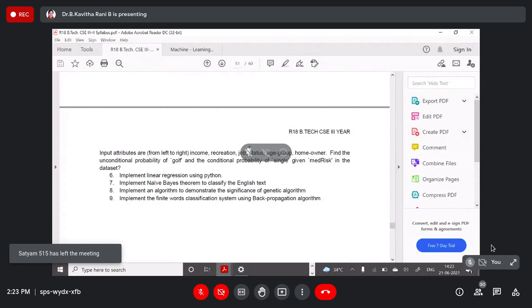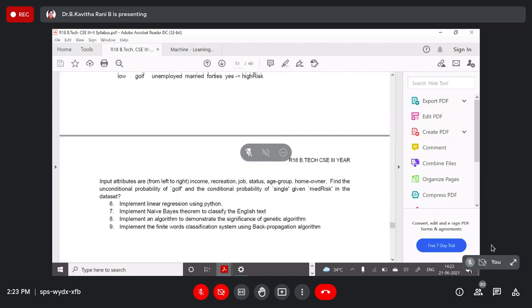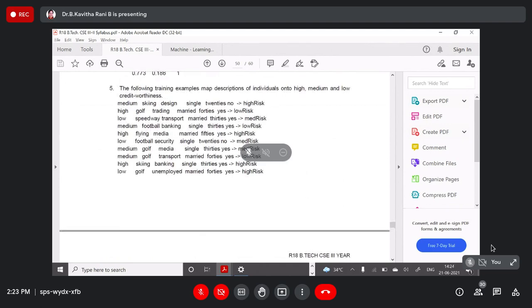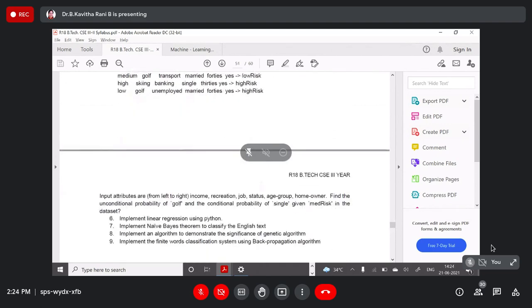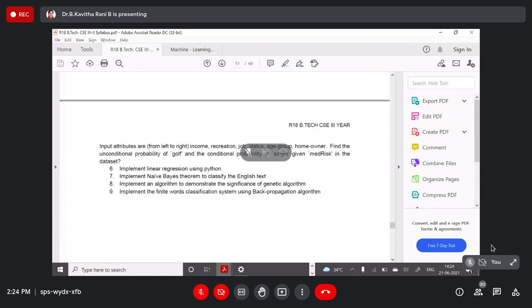Okay. So as I am telling you, some attributes are conditionally independent and some attributes are unconditionally independent of itself, by using Bayesian belief networks. So here we have used only the simple concept, that is probability, to find the unconditional probability and the conditional probability, by using conditional probability and without using any condition. Okay, so that is about the fifth experiment. Next is implement linear regression using Python.